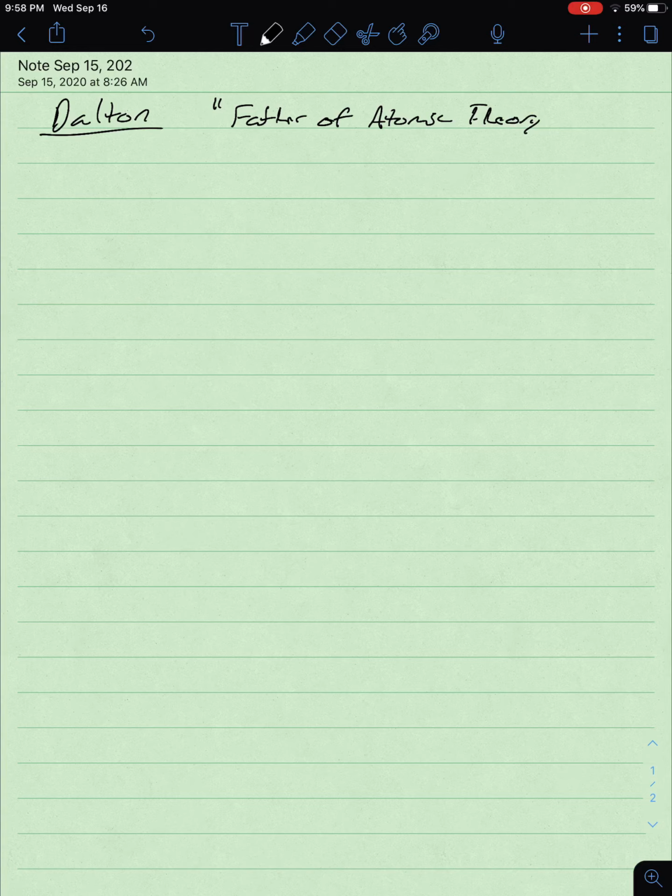So he's the original OG. Father of atomic theory. My magnification was going there. So the father of atomic theory. He was the first one to come through and come up with these 5 postulates. He is known for his 5 postulates.